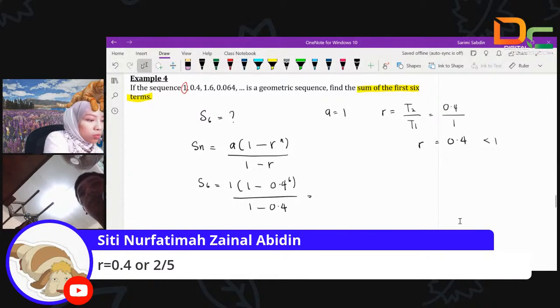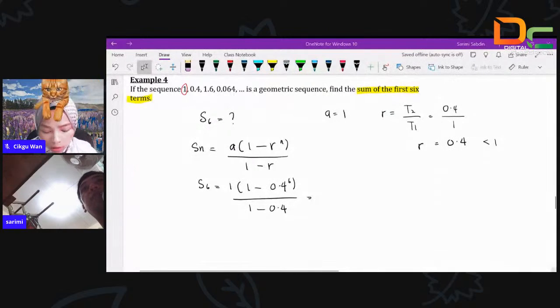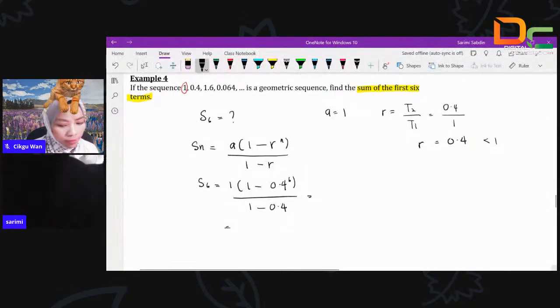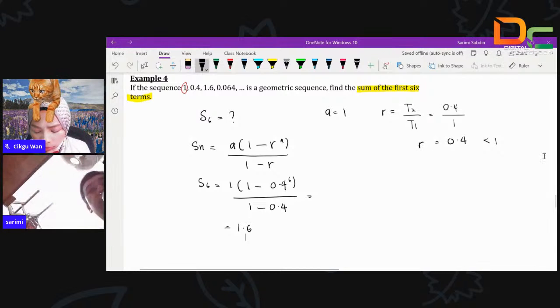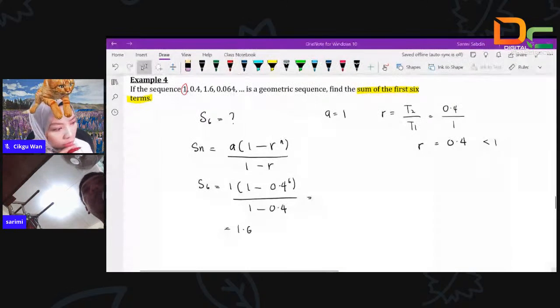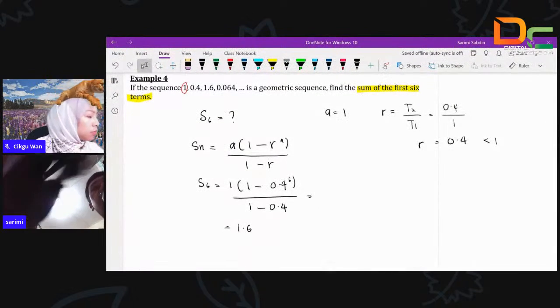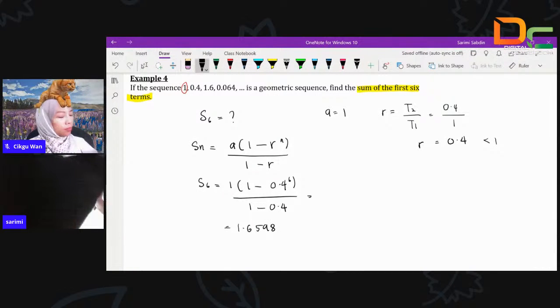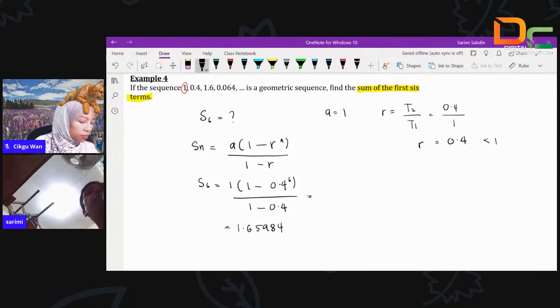Right, so you can use your calculator to calculate this value. Okay, so this is 1 minus 0.4 to the power of 6 over 1 minus 0.4. Okay, so the answer is 1.6384. Okay, so very simple.